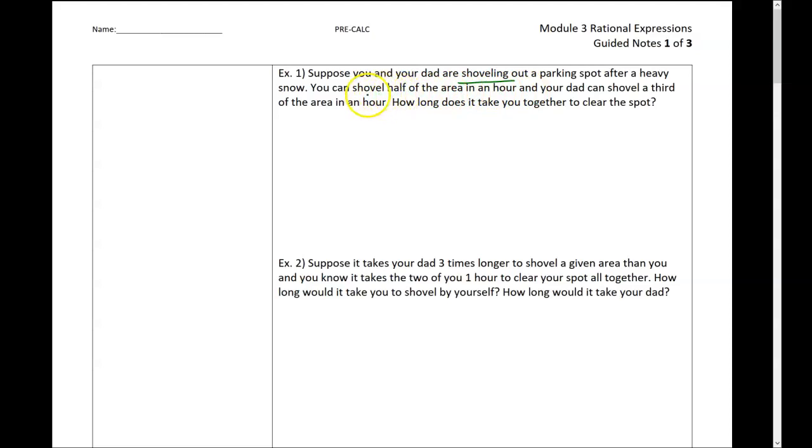So you shovel half, and your dad can shovel a third. Remember, a third is smaller than a half, so your dad's a little bit slower than you are. And the question is, how long does it take us together to clear this spot? Well, this is a pretty easy situation to write down. You shovel half a spot per hour, and dad shovels a third of a spot per hour, and you guys are working for x hours. And how much do we want to shovel? We want to shovel one whole spot.